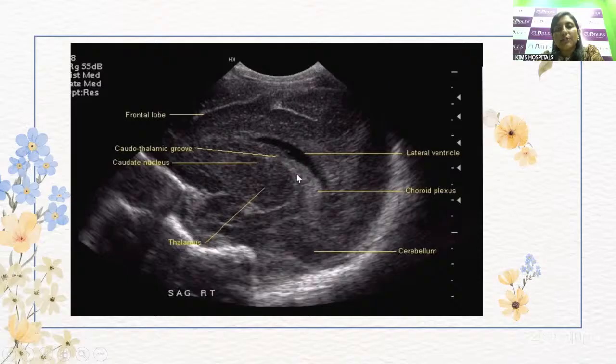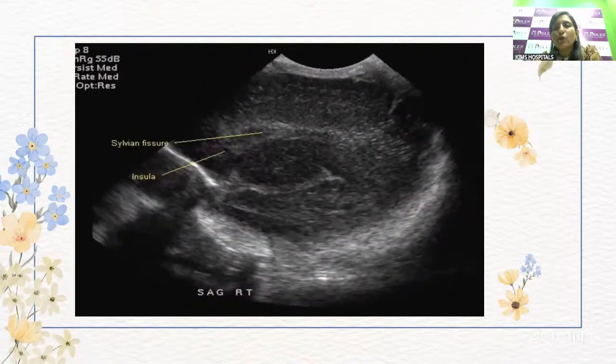This white-shaped structure is the choroid plexus. And if we go more laterally, we'll be able to see the sylvian fissure. Along with it, we'll be able to see the lobes: the frontal lobe, parietal lobe, and the occipital lobe.